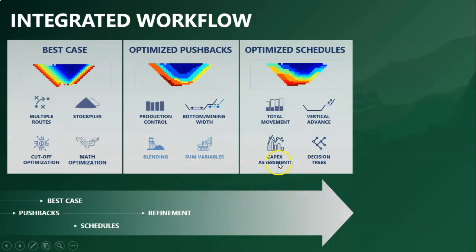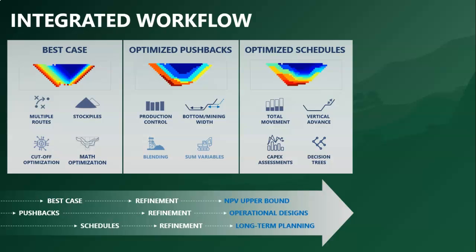We can start to analyze CapEx assessment using all these results done by MindMath. And also, we can start to build decision trees, because we can input different parameters, different constraints, and see the difference of results for your project for each one. In all these cases, we can add refinement. And as we said before, in the first case, we have the upper NPV. And in the second one, we have an operational design where you can start to do your ramps, your assessments. And in the third case, we can start to have long-term planning.